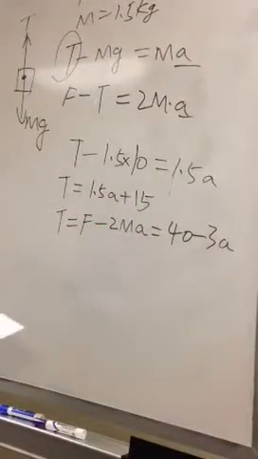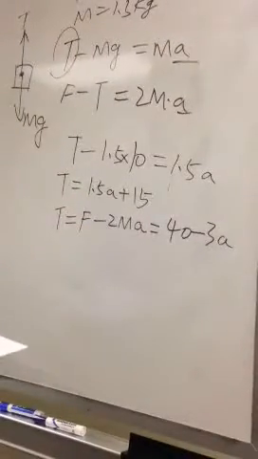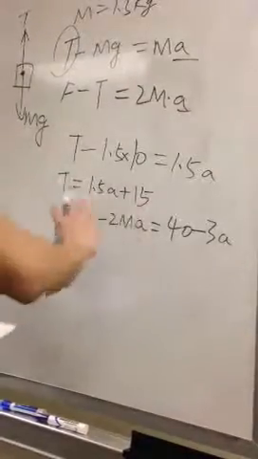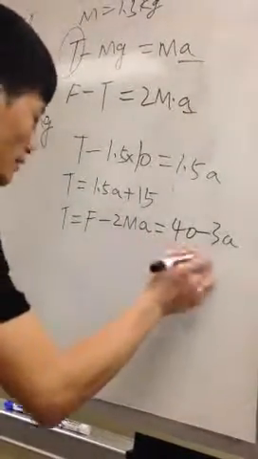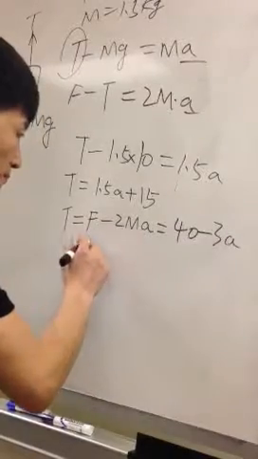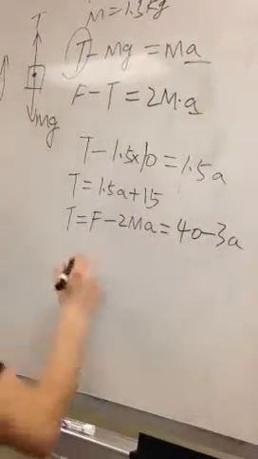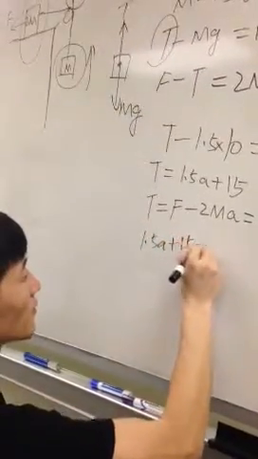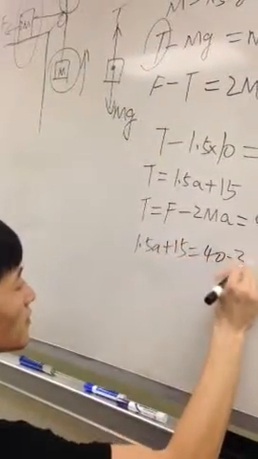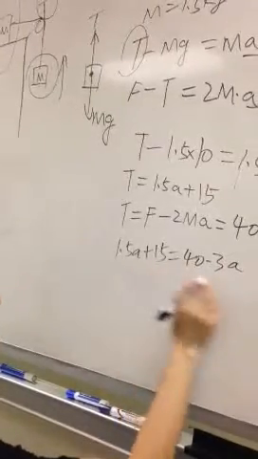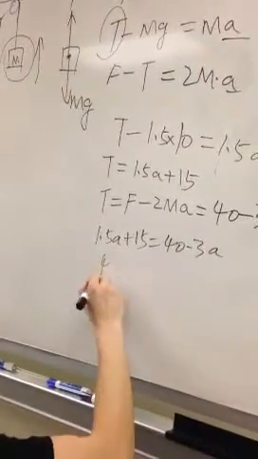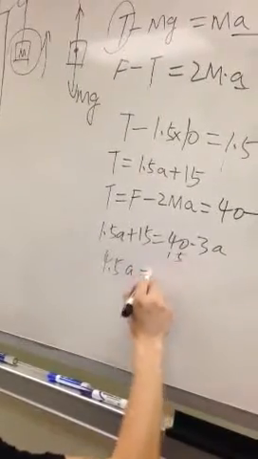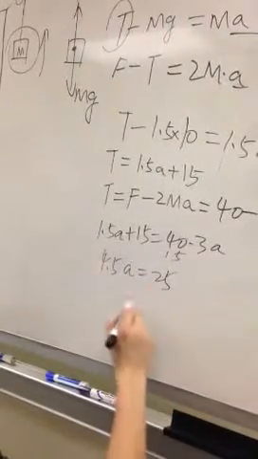These two, and you can solve those equations. One way is to solve for A first. Okay, move this 3A to the other side: 4.5A is equal to 40 minus 15, which is 25.